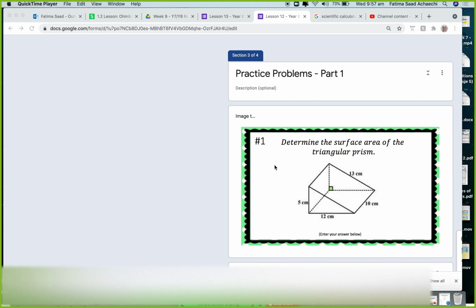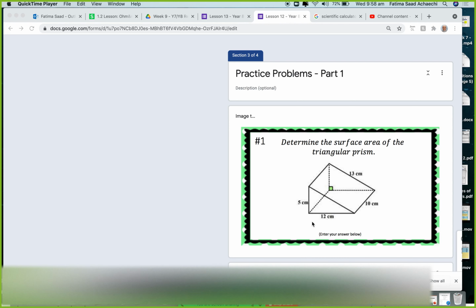Hey, you're right. This is going to help you understand how to do question 1. Question 1 says, determine the surface area of the triangular prism. Now, again, if you watch that first video, it was stated that in order to find the surface area of any object, you need to calculate the area of every single face. So every single face of the shape, we need to go and find the area and then add it all up to get our answer for this question.